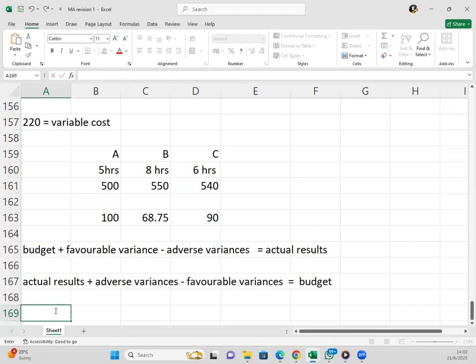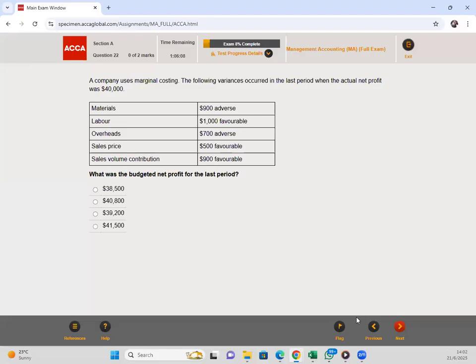Let's just go to the question. We are saying the actuals plus the adverses less the favorables. So can you quickly do that and let me know of the answers, please? So you're adding the adverses, you less the favorables.